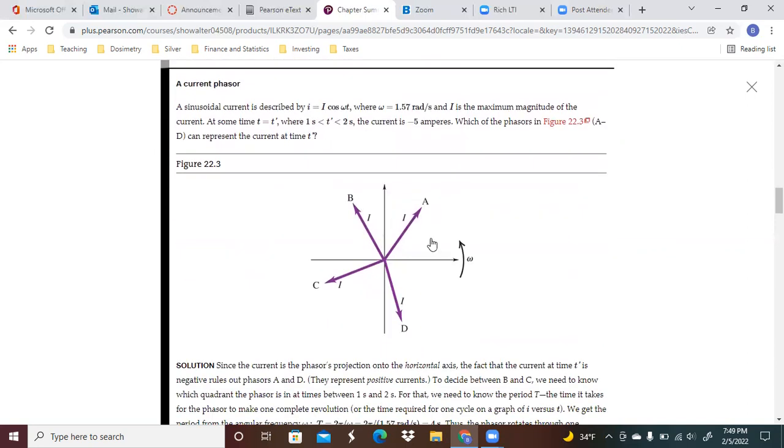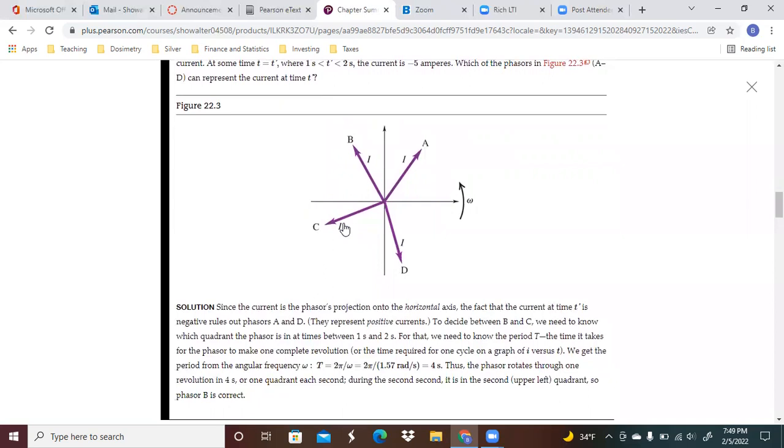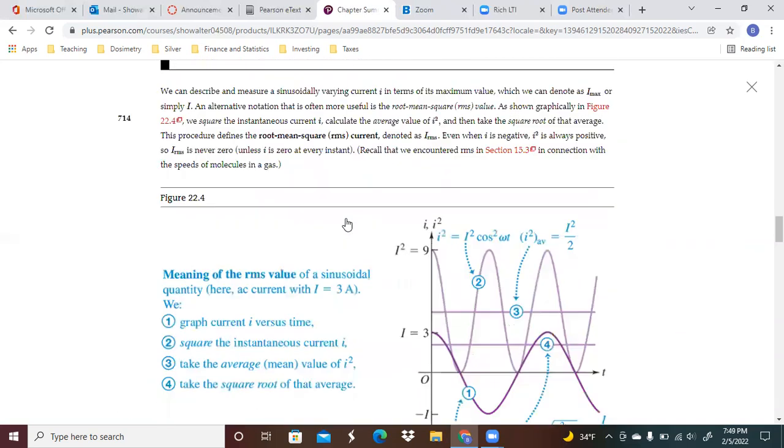So we've got some problems here for you to work through.